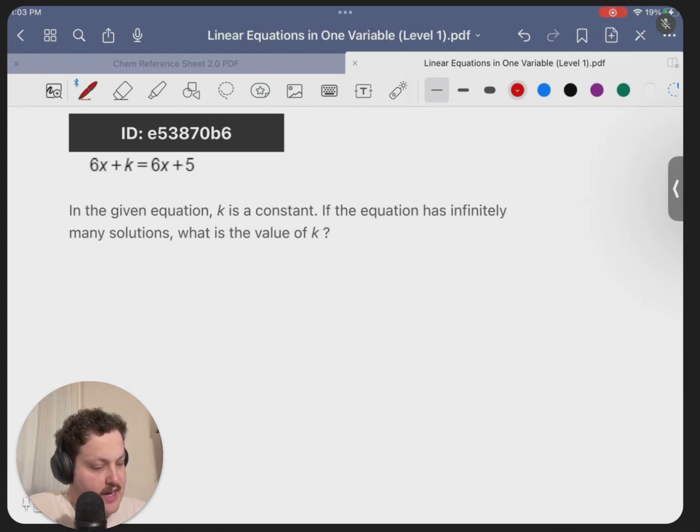In the given equation, k is a constant. If the equation has infinitely many solutions, what's the value of k? That means we're going to end up with something that's exactly equal to the thing on the other side, and no matter what I plug in for x, it should always be the case. I'm going to cheat a little bit, and I just know that there would be an infinite number of solutions if these two sides were exactly the same. If this constant is 5, this constant has to be 5.